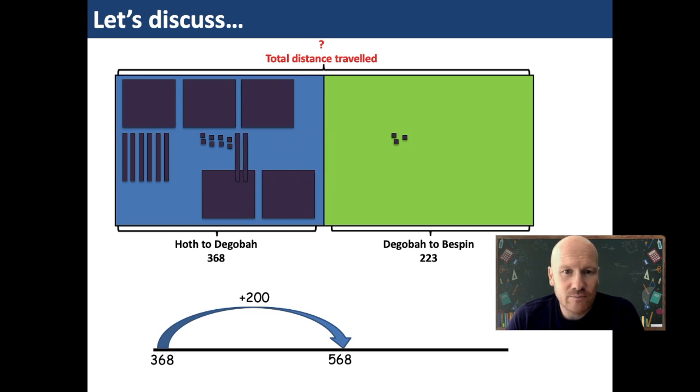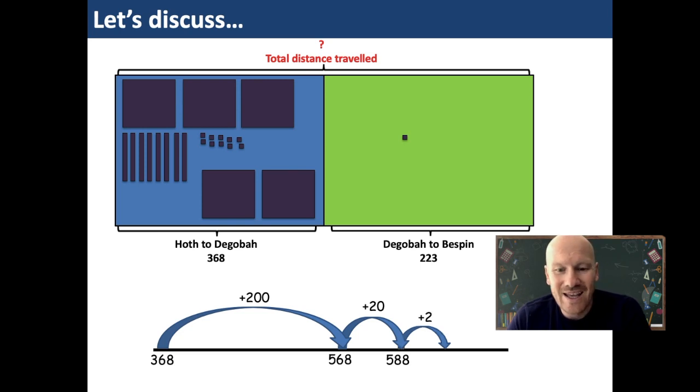Next thing I might do is add over the 20. And once I've done that, I'm now at 588, and there's still 3 left to add across. Now, rather than adding all of that at once, what I might do is add 2 over, and the reason I've done that is because it takes me to a friendly number. It takes me up to 590. And then the last thing I've got to do is add across the 1 to get our answer of 591.